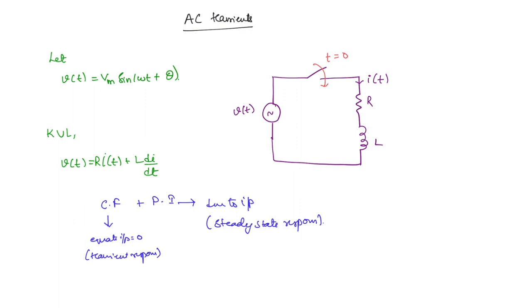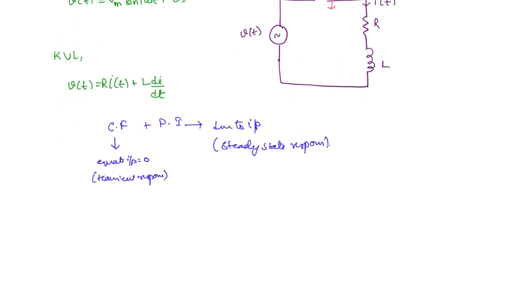Okay. So how to find the complementary function or the transient response? By equating the input to 0. So in that sense, what will you get? The equation is going to be (LD plus R) into I of t is equal to 0. Here D is equal to d by dt, right? So now this is called as the complementary equation.